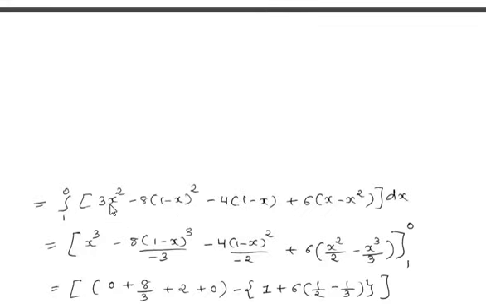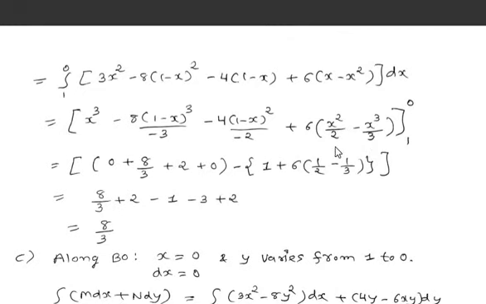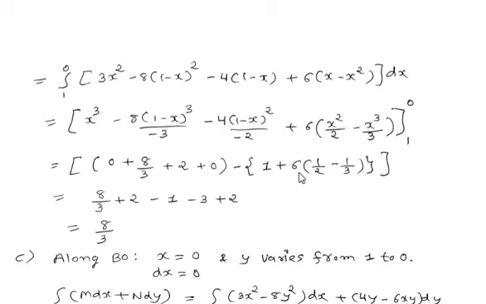Here 3 as it is, the integration of x square is x cube by 3, and the integration of (1 minus x) the whole square is (1 minus x) the whole cube by minus 3, and this constant as it is. Similarly, minus 4, the integration of 1 minus x is (1 minus x) the whole square by minus 2, and then 6 as it is, and the integration of x is x square by 2, and the integration of x square is x cube by 3, and the limit is 1 to 0. So first of all, you have to put the upper limit 0, and that is this one, and for lower limit 1, that is this one, and finally you have to simplify this result. You will be getting the value 8 by 3.